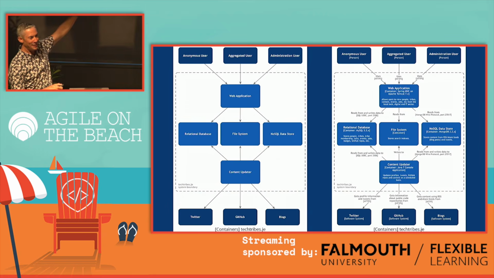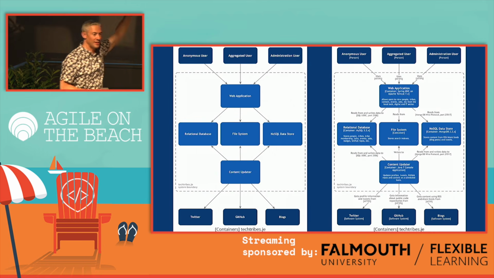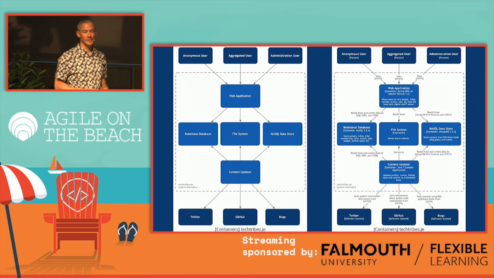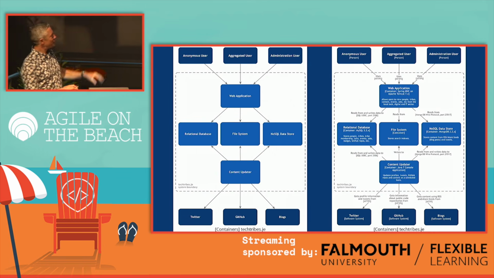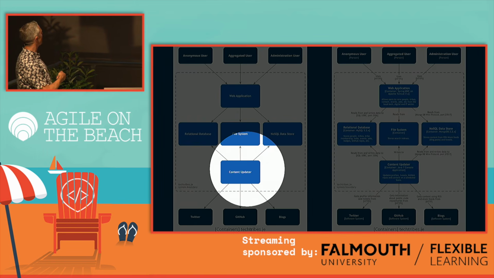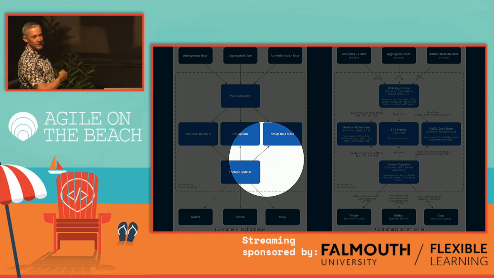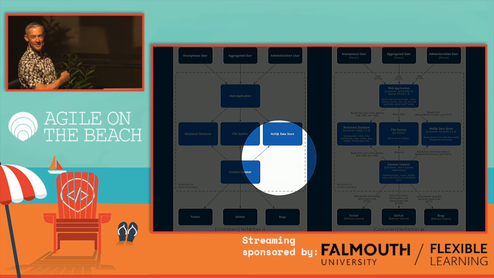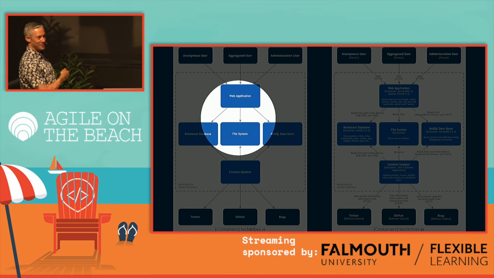So here are 2 example architecture diagrams. The one on the left is what we typically do. It's just a bunch of named boxes. And I do something like that on the right. If you saw this diagram on the left for the very first time, and I said to you, can you describe what the content updated does? Your response would be, it updates content. Yes. What about the file system? What does the file system do?